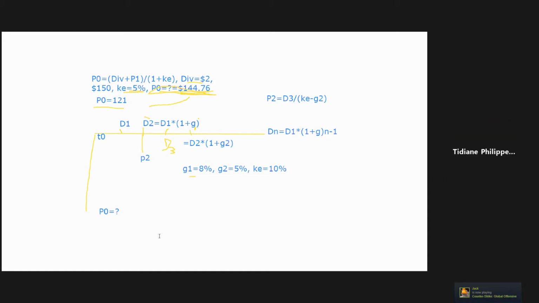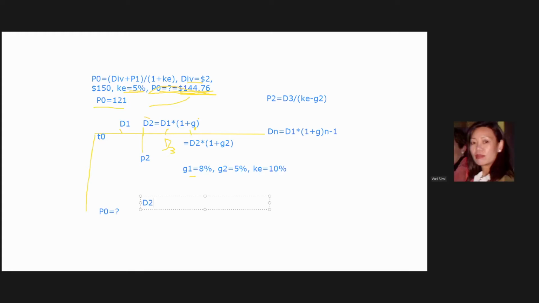Professor? Yeah, I would do this in 2 steps. All the way to D2, since I have the dividends and the growth rate, and it's finite. So I'll just do D2 over KE minus G1.